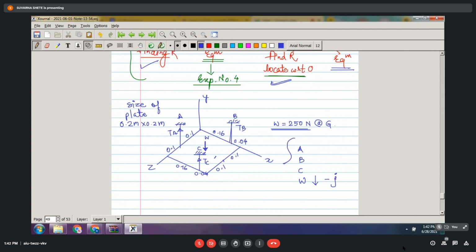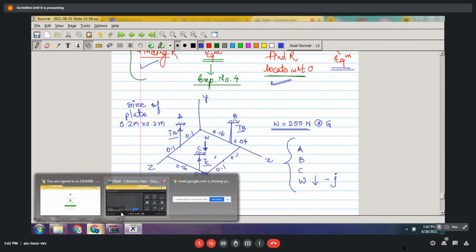Can you try to solve this problem? It is asked to find out tension TA, TB and TC if the weight of the plate is 250 Newton. Can you at least try? Yes, ma'am. Take 5 minutes, just think about it, then we will discuss and then I will take your attendance. Okay?